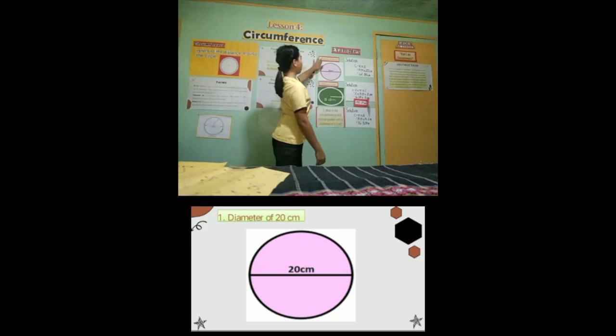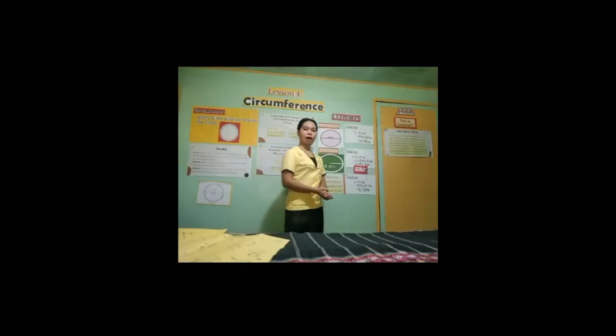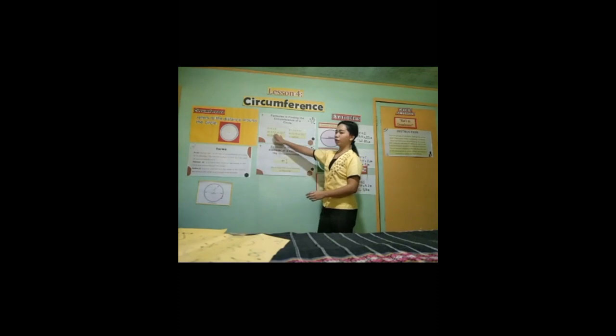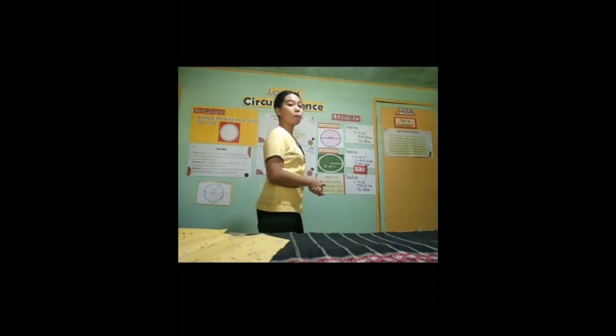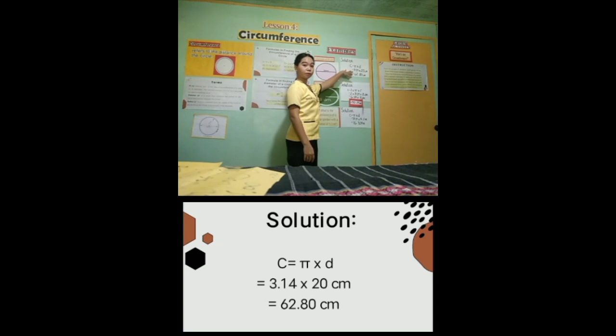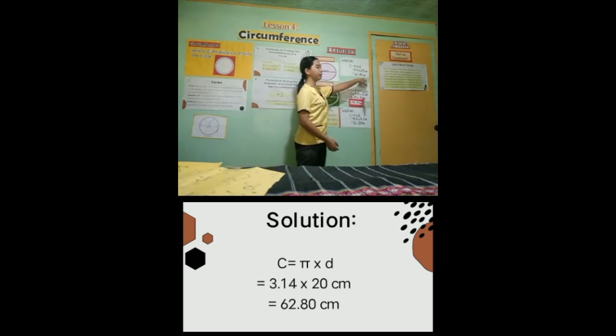Now, I have here an example for you to really understand our lesson for today. First example, we have a diameter of 20 centimeters. As you can see, the diameter is given. So what formula are we going to use? Yes, very good. Circumference is equal to pi times diameter. So here, we substitute the equivalent of pi, which is 3.14 multiplied by 20 centimeters, our diameter. As we multiply the two factors, we come up with a product of 62.80 centimeters.